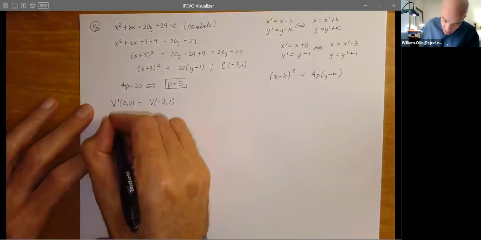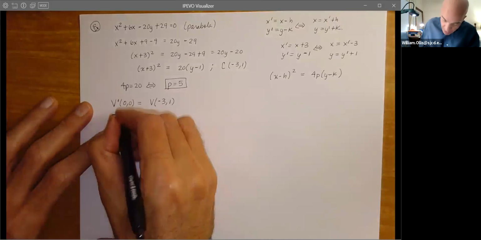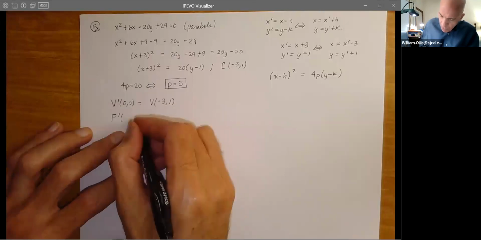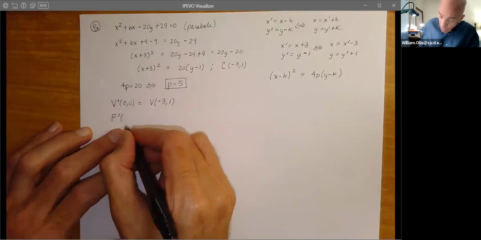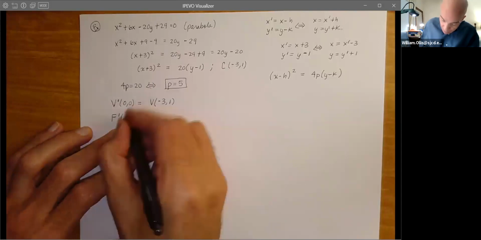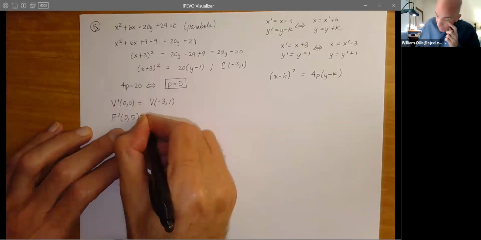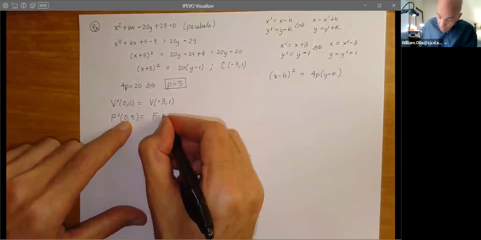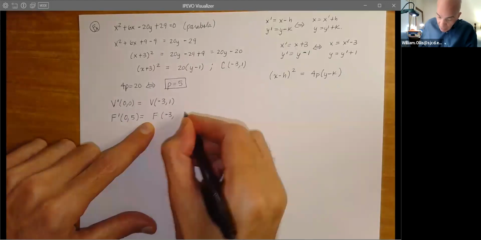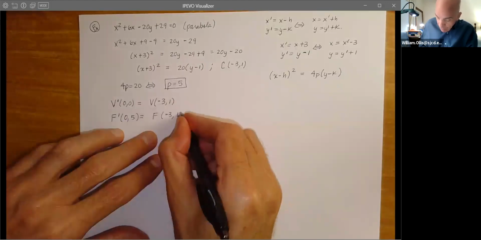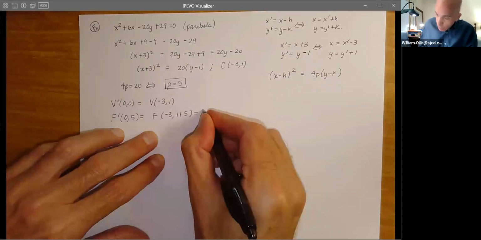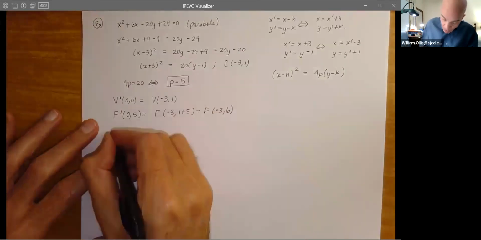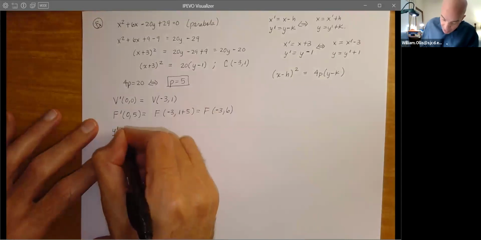And then the focus. Remember the focus, I'm not going to put primes on these. I guess I should, but they're just specific numbers, so we'll live with that. With the focus, we have 0, 5, or 0, p. And now we have to add the numbers. So this gives us focus 0 plus negative 3, and then 1 plus 5. So this gives us focus negative 3, 6. And now in the new system, we have y prime equals the additive inverse of p.